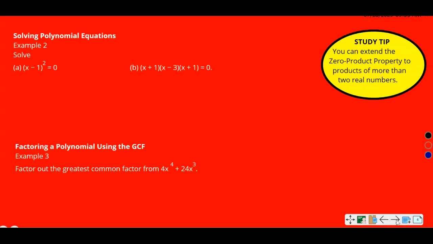Solving polynomial equations, example 2. All right, so this one says x minus 1 quantity squared equals 0. So if you remember, when you've got a binomial squared, that's the same as x minus 1 times x minus 1 equals 0. Because when you have something squared, that means you multiply it by itself. So that's why we have x minus 1 times x minus 1. So then to set this up, we're going to have x minus 1 equals 0, x minus 1 equals 0, and then solve.